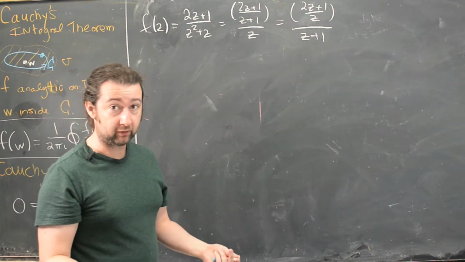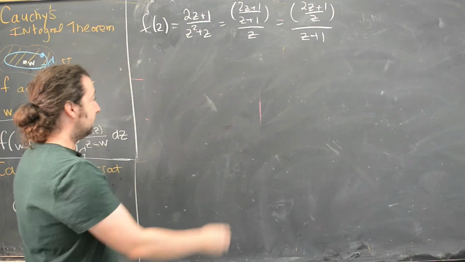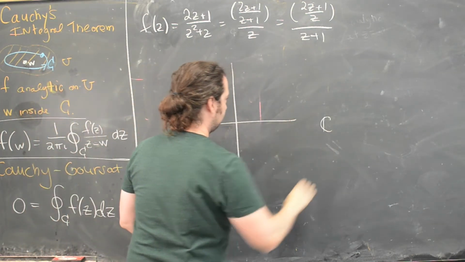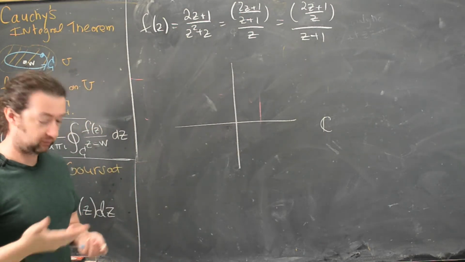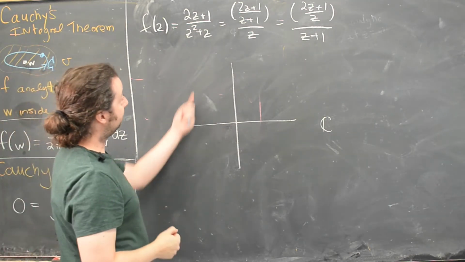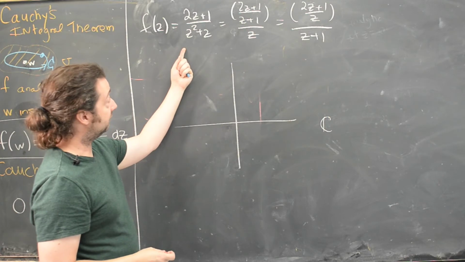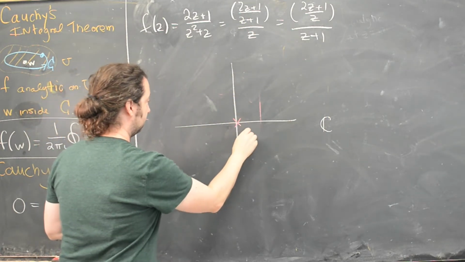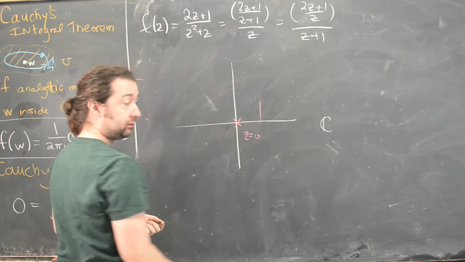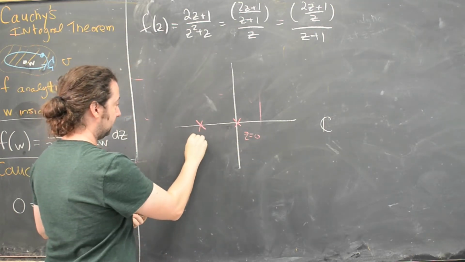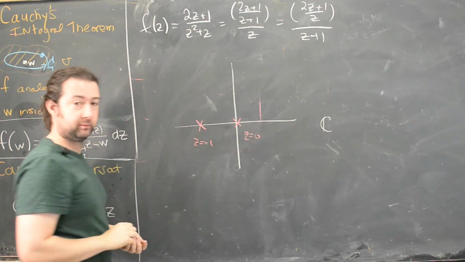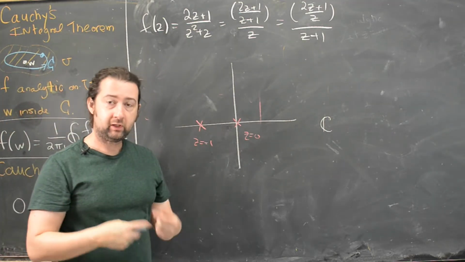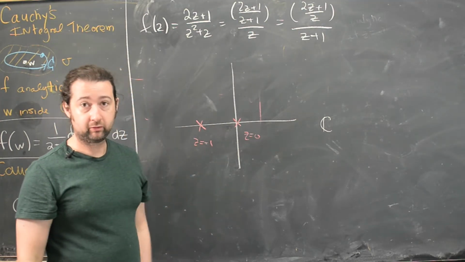Okay, so let's suppose that I draw the complex plane C, and I'm going to mark the asymptotes of this function on the complex plane. So this function is not defined at either 0 or -1. So there's an asymptote right here at z equals 0, and there's an asymptote right here at z equals -1. So what I'm going to do is draw a contour, and then try to evaluate the integral of this function around that contour.